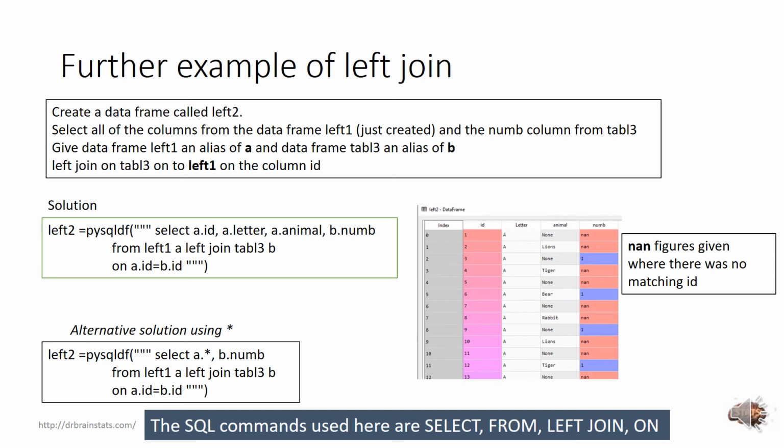Our next example of left join is going to create a data frame called left2. We're going to select all of the columns from data frame left1, which was just created, and we can use the num column from table3. Give data frame left1 an alias of A and data frame table3 an alias of B. And I'm going to left join table3 onto left1 on a column ID. And this is our solution. And you can see on the num column, NaN figures, this was shown that there was no match in ID.